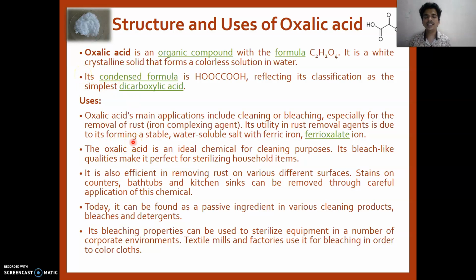Uses: the main applications of oxalic acid include cleansing and bleaching, especially for the removal of rust. It is a usual rust removal agent because it forms a stable, water-soluble salt. Oxalic acid is an ideal chemical for cleansing and bleaching, like sterilizing household items, and it is also efficient at removing stains from various surfaces, countertops, and bathtubs, and in all different types of applications for the cleansing of rust.